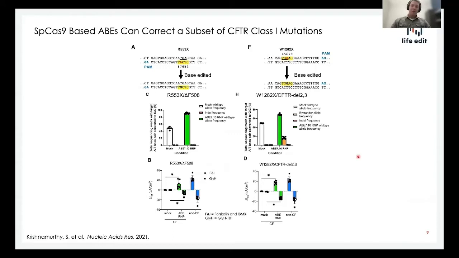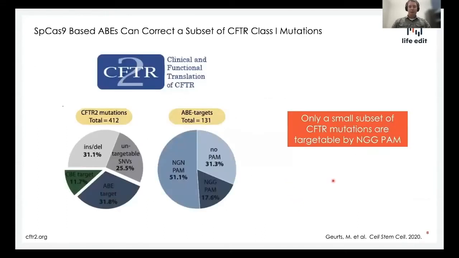Now, unfortunately, not all CFTR mutations are actually able to be targeted by Cas9 and its variants due to their PAM specificity. So to illustrate this, in this paper, the authors looked at all of the possible CFTR mutations present in the CFTR2 database. And they found that only about a third of those mutations are actually addressable using an A-base editor. And of those targets, only an even smaller portion of those mutations are actually able to be targeted by wild-type Cas9 with its canonical NGG PAM.